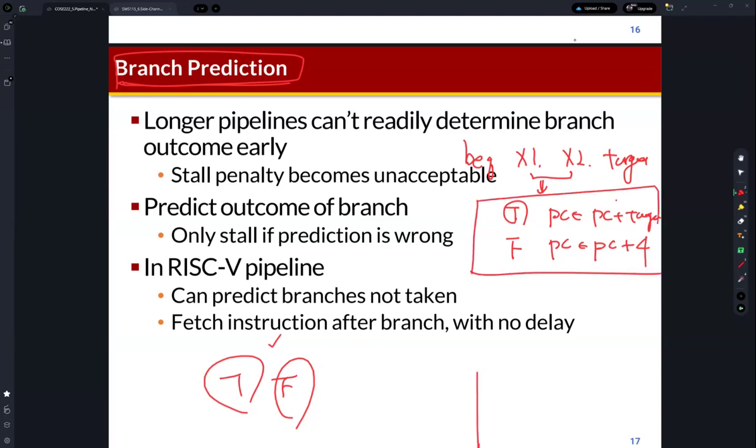I mentioned that this is the condition and the result of the branch instruction. If the condition of a branch is true, then PC is the PC plus target. And if the condition of a branch instruction is false, then PC is the PC plus 4.